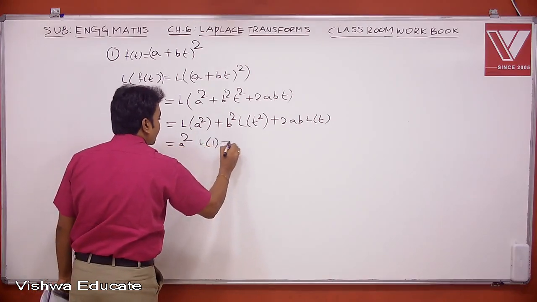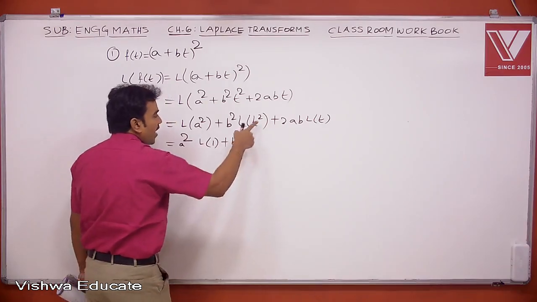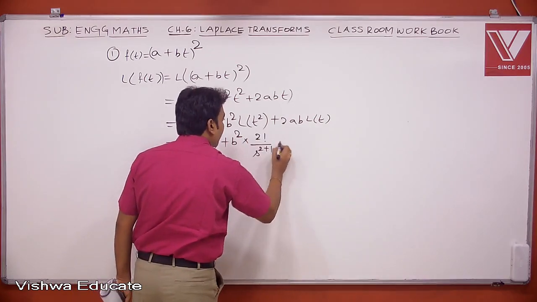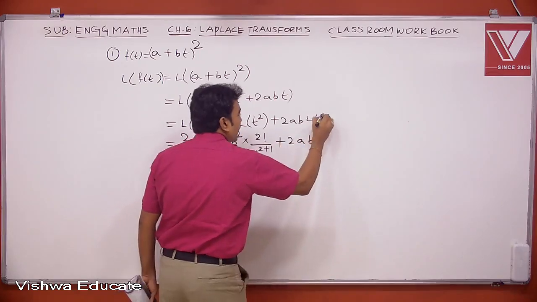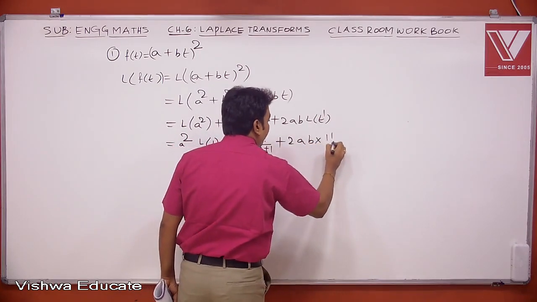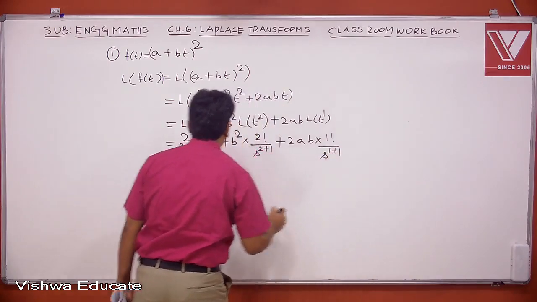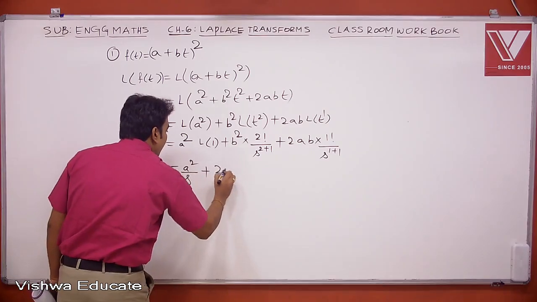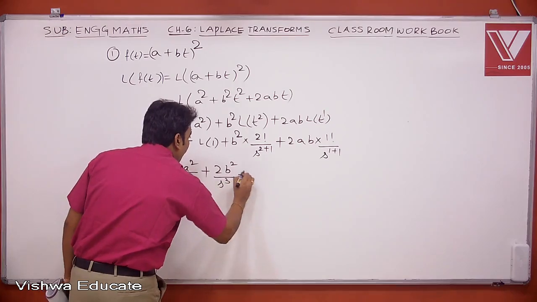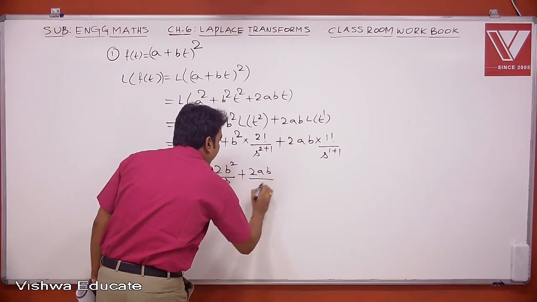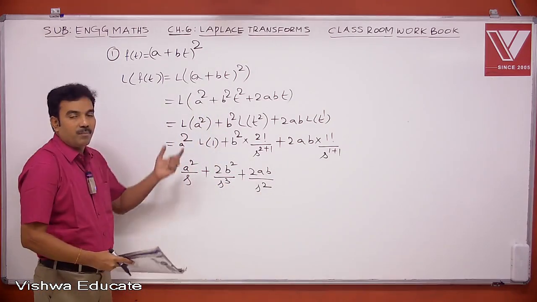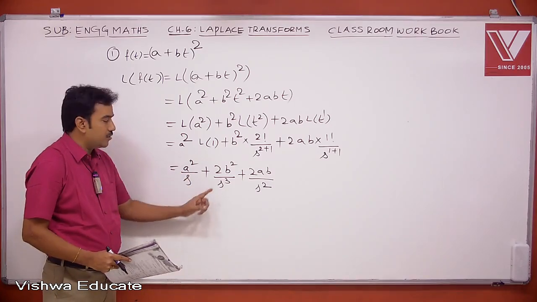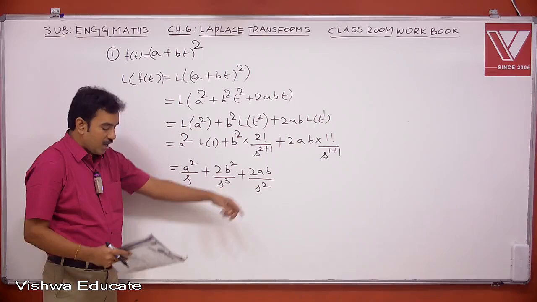a square into Laplace of 1 plus b square into Laplace of t power n, which is n factorial divided by s power n plus 1, here n is 2, plus 2ab into Laplace of t power n with n value 1. This is 1 factorial divided by s power 1 plus 1. Here Laplace of 1 is 1 by s. So this is a square by s plus 2b square by s cube plus 2ab divided by s square. So just by using the Laplace transform of powers of t and the linear property, we got a square by s plus 2b square by s cube plus 2ab by s square.